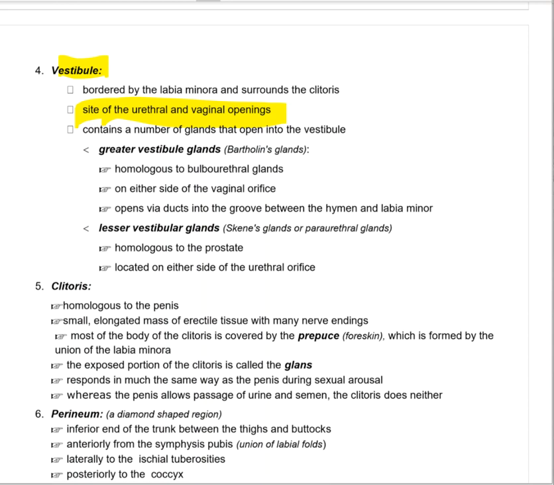And there are a number of glands that open into the vestibule. They're the greater vestibular glands, or Bartholin's glands, and these are homologous to the bulbourethral glands that we see in the male. There are also Skene's glands, or paraurethral glands, or lesser vestibular glands, lots of names for it, and these are homologous to the prostate. These are mostly producing lubricating substances in the female.